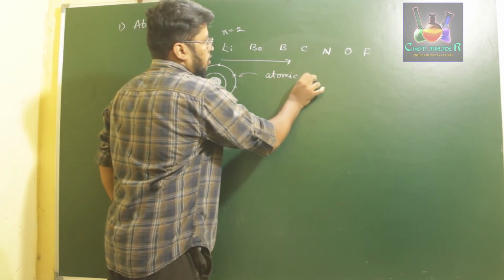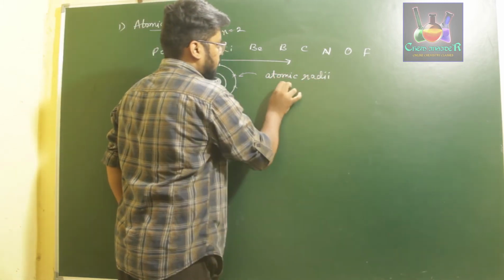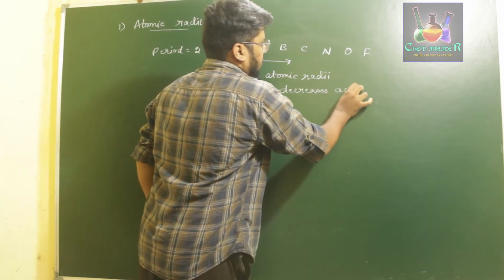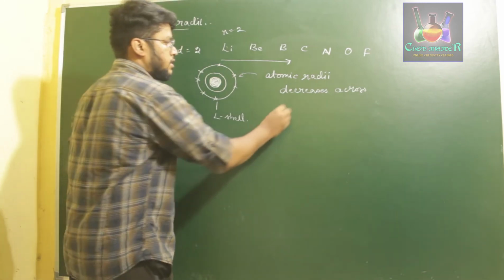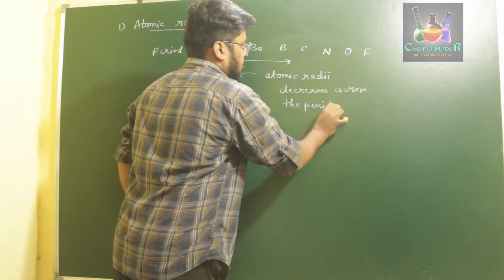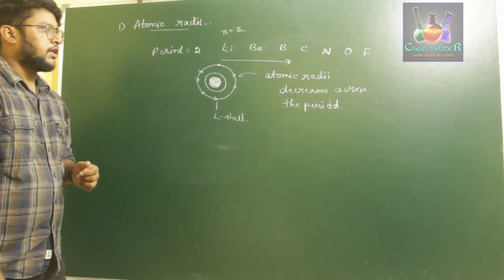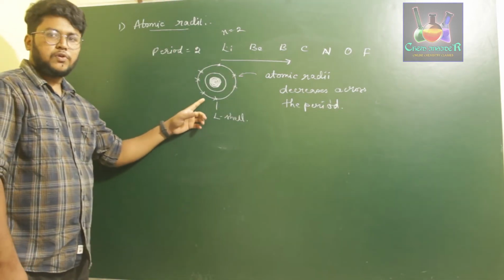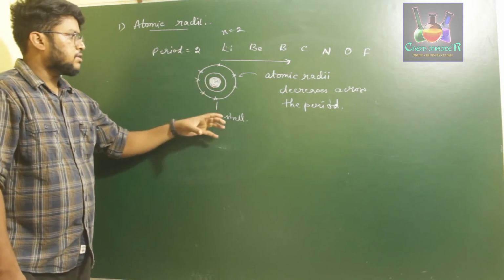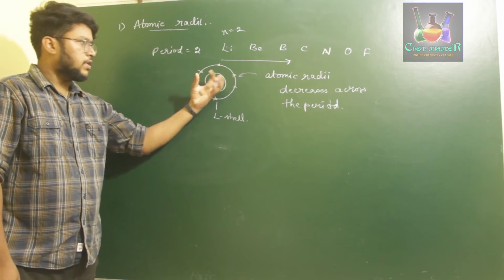That is, atomic radii decreases across the period. If you observe carefully, with the increase in electrons in the L shell, the effective nuclear charge at the nucleus increases, which results in the attraction of electrons towards the nucleus.